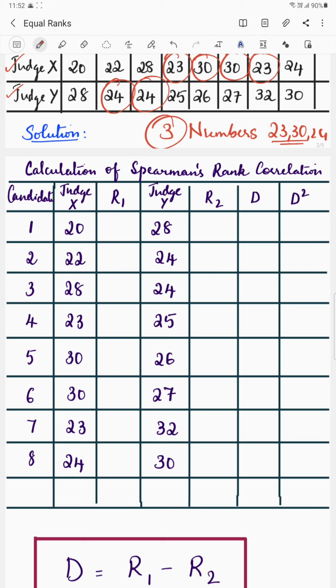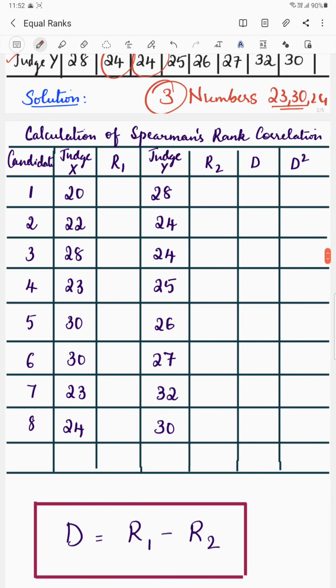Now you need to rank this. How will we rank it? You can rank it in your own style. You can either use ascending order or descending order, that is, you can rank it from big to small or small to big, whatever is convenient. Now I am going to take it from a small number to a greater number. So 20 is the smallest number, so I am ranking it as 1. Next after 20 the smallest number is 22, so I am ranking it as 2.